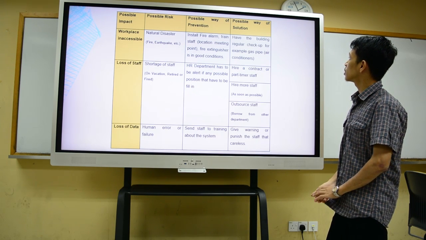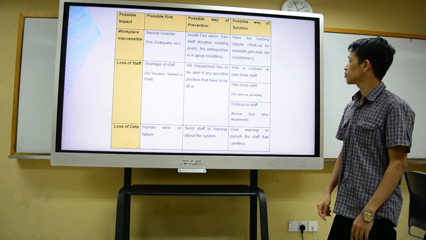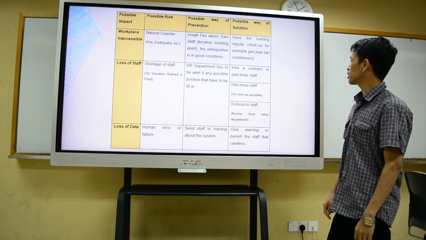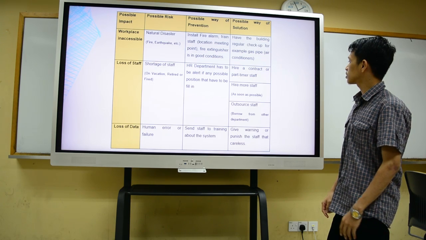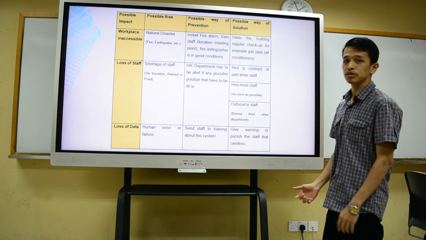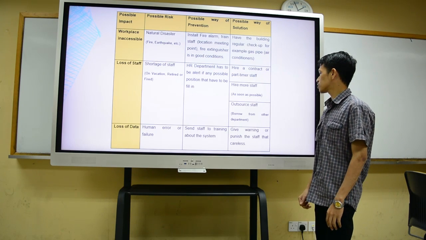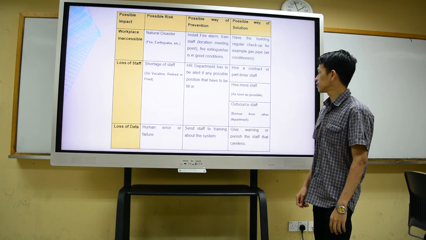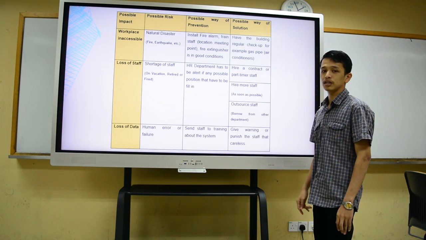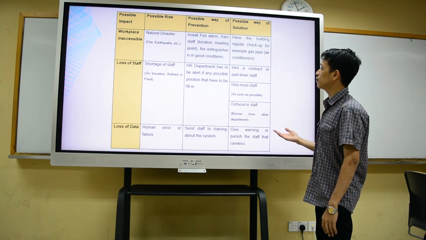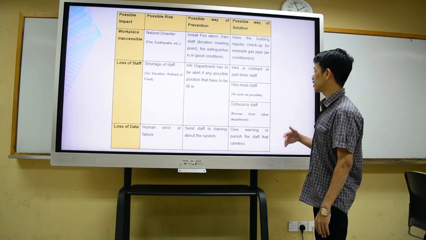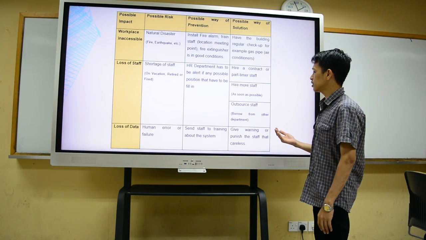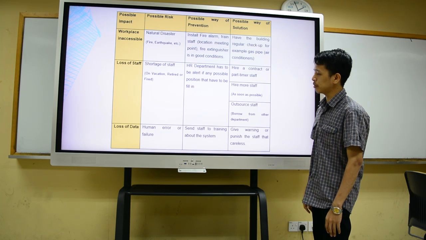Then for the solution, first we need to hire contract or part-time staff, hire more staff as soon as possible, and outsource staff, or borrow from other departments. Maybe some department from this unit can borrow from another department in the building UniKL MIIT.